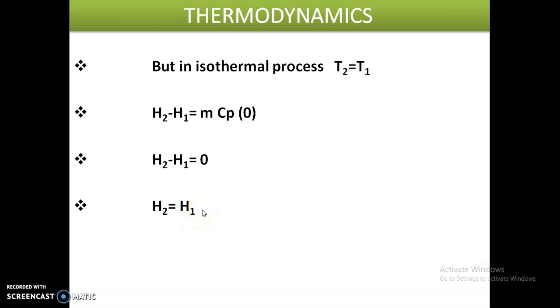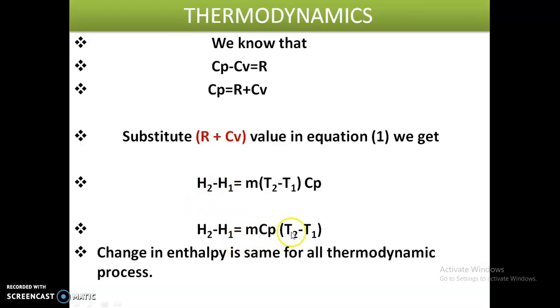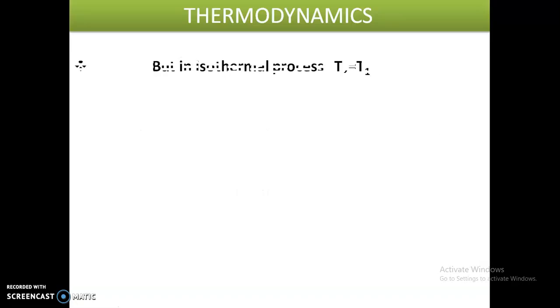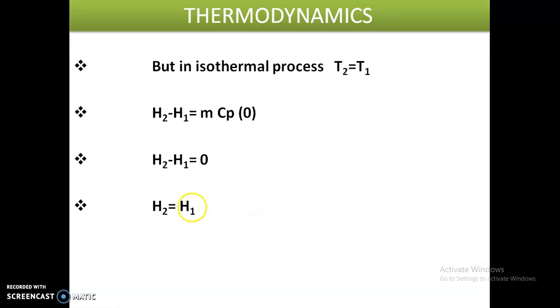I hope you understand the definition of enthalpy and change in enthalpy. That is h2 minus h1 is equal to mCp T2 minus T1. This is the change in enthalpy formula, and it is the same for all thermodynamic processes except the isothermal process. In the isothermal process, the enthalpy at state 1 should be equal to the enthalpy at state 2. I hope you understand. Thank you so much.